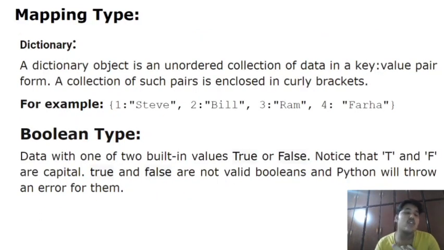Let us talk about mapping data types that are available in Python. A dictionary is one mapping data type available in Python. A dictionary is an unordered collection of data. As we see, list and tuple are ordered collections of data elements, whereas a dictionary is an unordered collection of elements. It is a collection of key value pairs, and they are enclosed in curly braces.